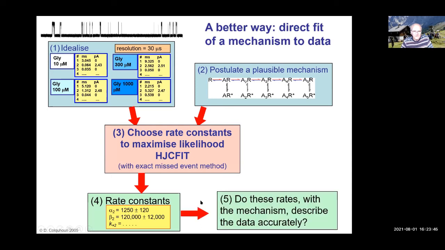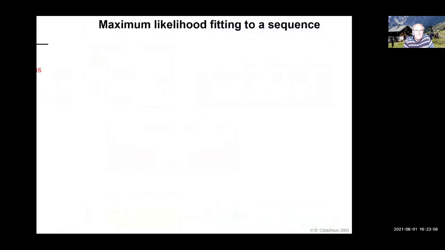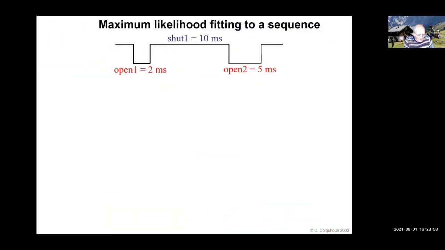Of course, this has produced a list of rate constants, and you then want to see whether these rate constants describe the data accurately. I'll just go through quickly the method for the maximum likelihood fit.